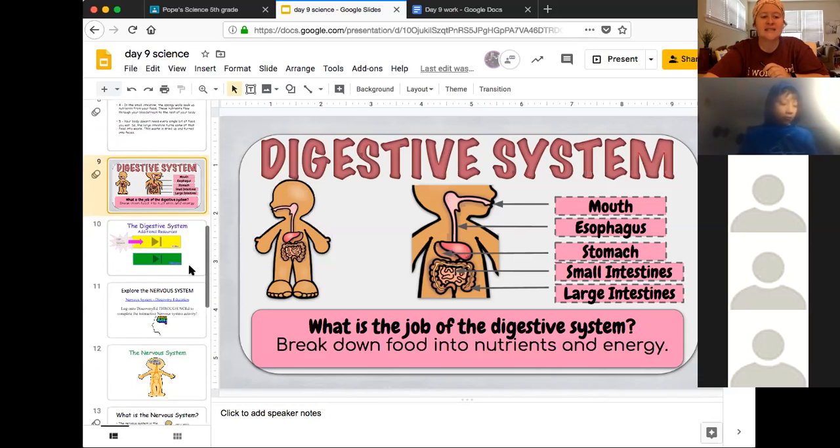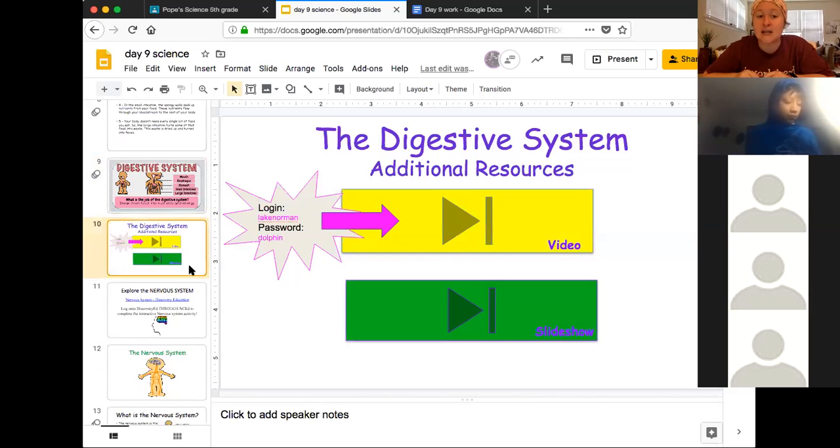Okay, this next slide, so if you want to come back to this later, is additional resources that will help you understand the digestive system. It gives you a video and a slideshow that you can watch, which is similar to a PowerPoint. To use these, you'll need this login and password off to the side. If this is something you choose to come back and look at later, the information you need is off to the side.